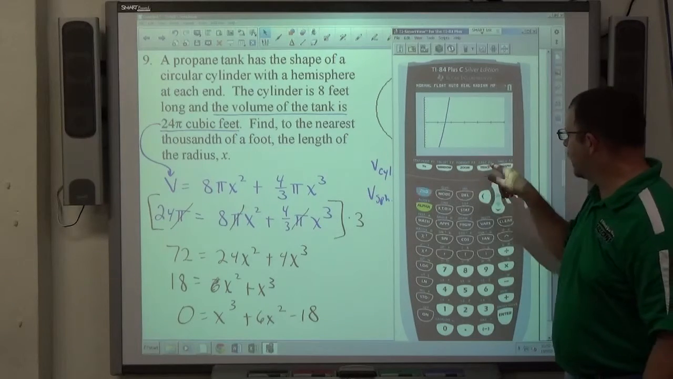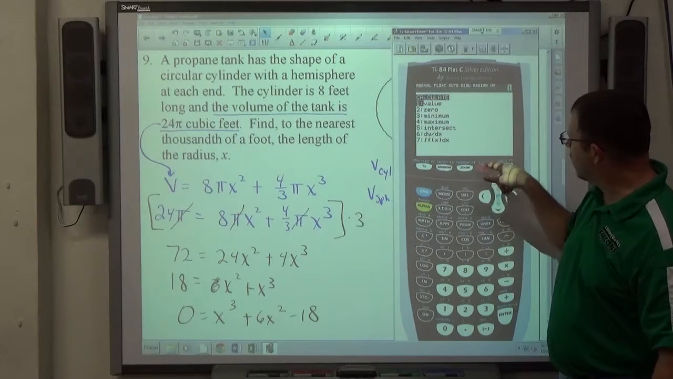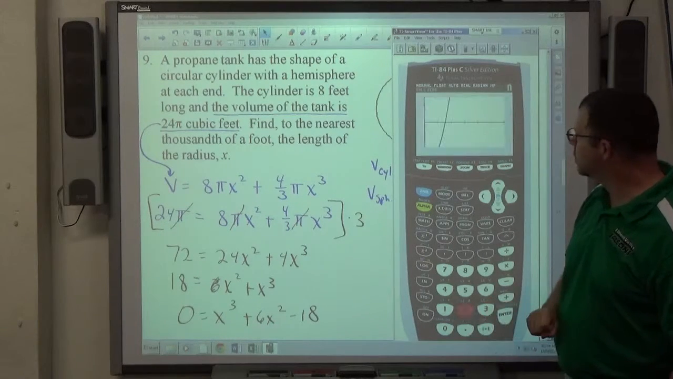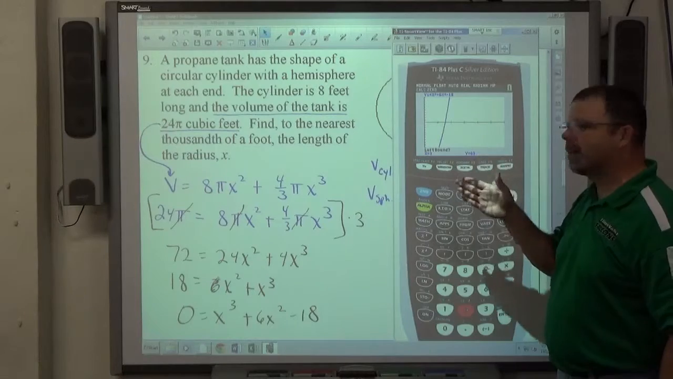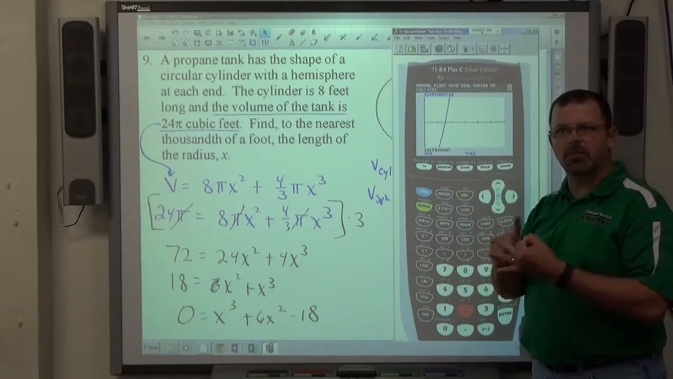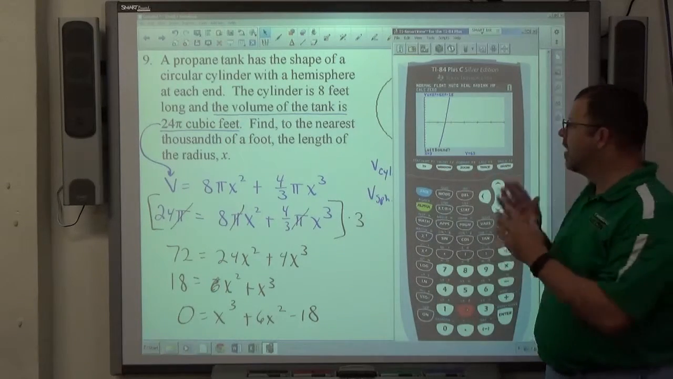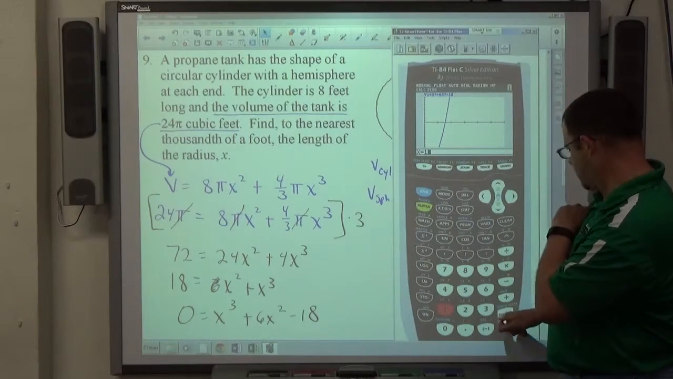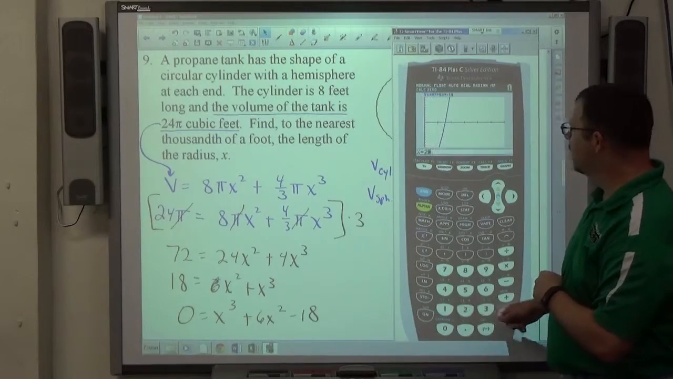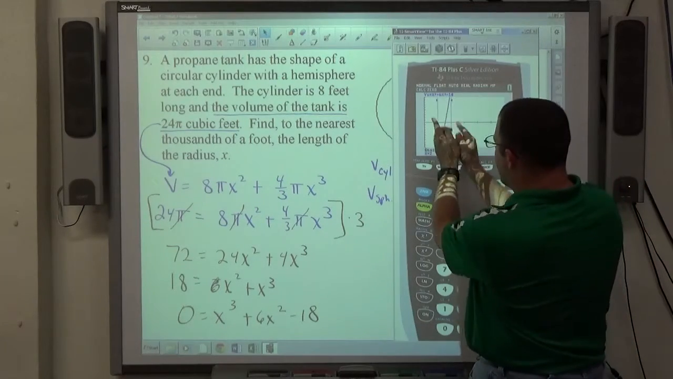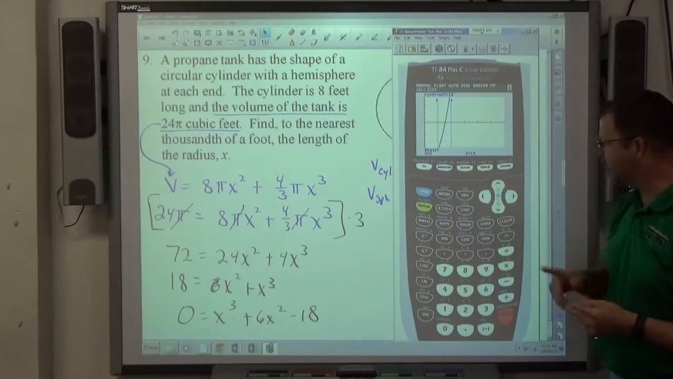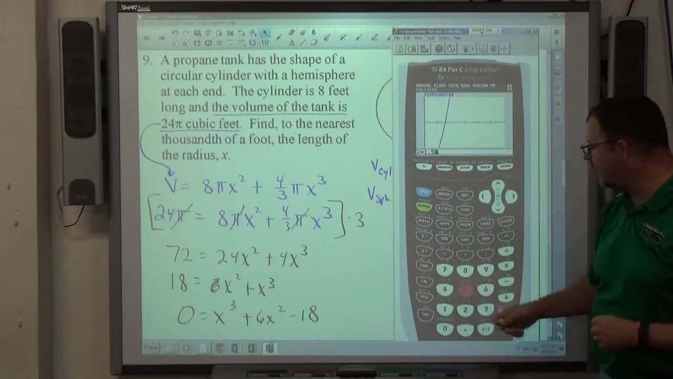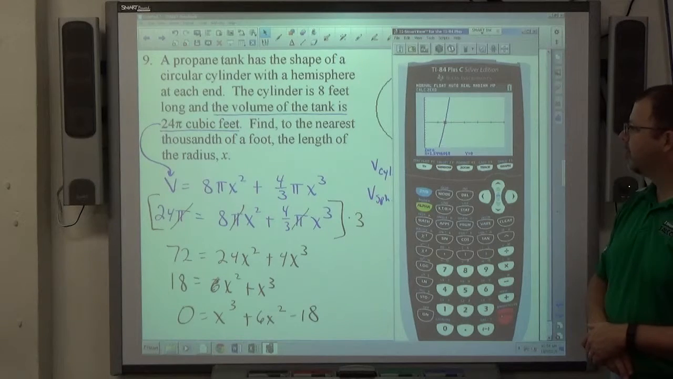So I go to my calculate function, second calc, right above trace, and I'm trying to find the zeros, so choose number 2. Left bound, right bound, guess. Every time you do one of these maximums, minimums, zeros, whatever, it's left bound, right bound, guess. The answer is where you want it to be. Left bound is left of that, so 1. Right bound is right of that, 2. Again, as long as those lines are on either side of what you're looking for, which is where it crosses the x-axis, and as long as your guess is between those two numbers you just picked, 1 and 2, 1.5, it will zero in on the right answer.